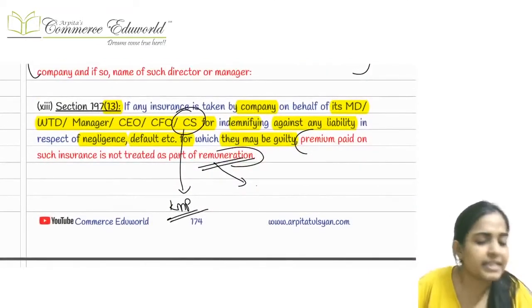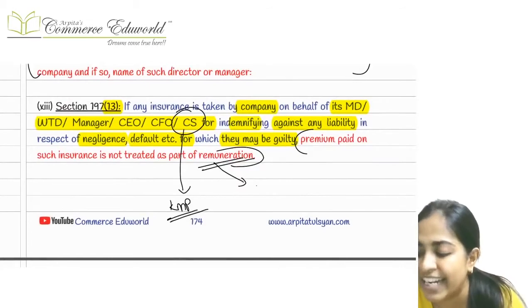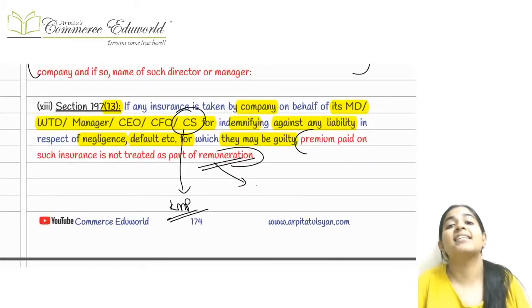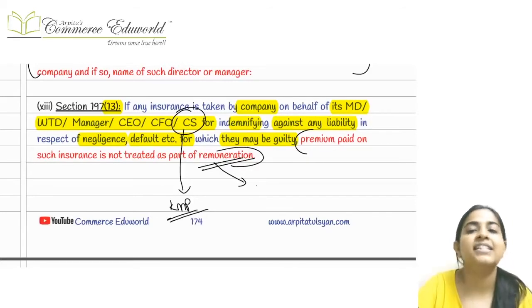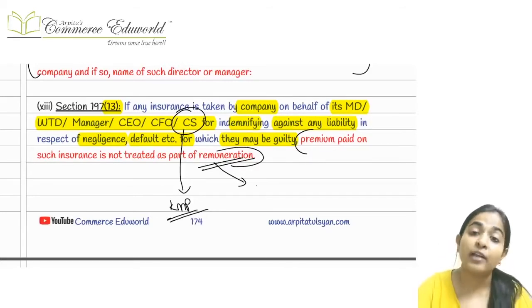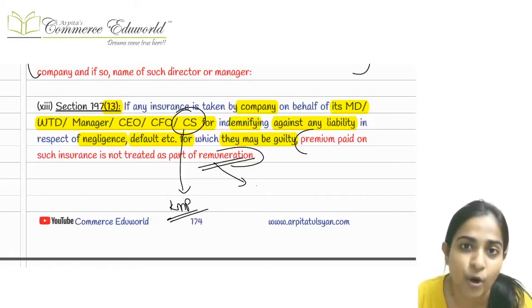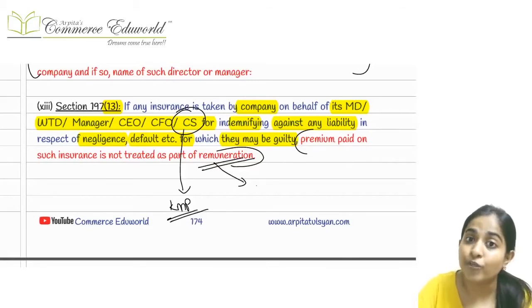Then, similarly, if we have taken any insurance for the acts done by the managerial personnel, that is, if any particular act is done by the managerial personnel and the company suffers any losses, for that also the company can get itself insured. For that the premium is paid by the company. That is the cost for the company.